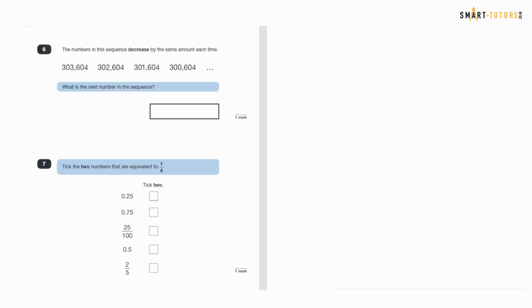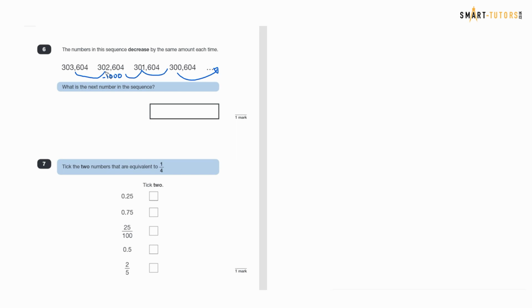Question number 6. The numbers in this sequence decrease by the same amount each time. So all the numbers are given. What is the next number in the sequence? The first number is 303,604, and the second number is 302,604. So you can see that there's a difference in the thousands value from 3 to 2, which equals -1,000, and because it has to be the same amount, it continues every time.